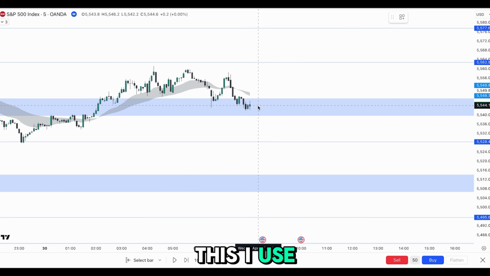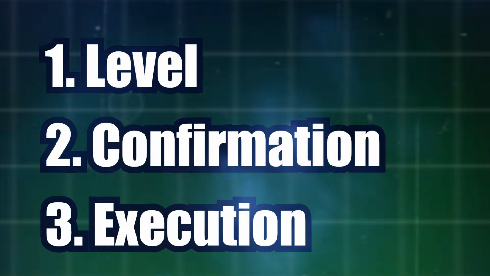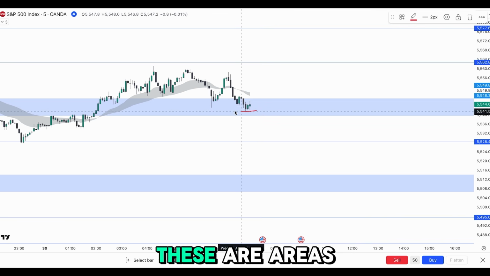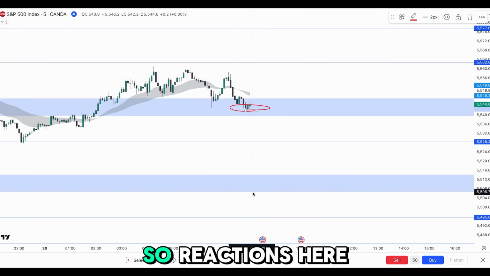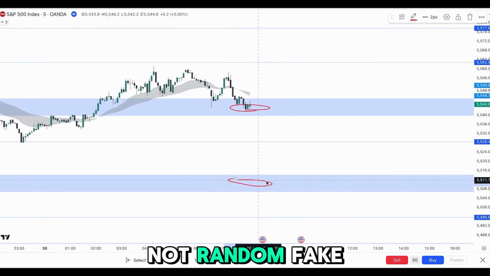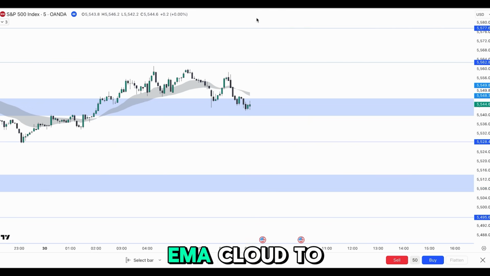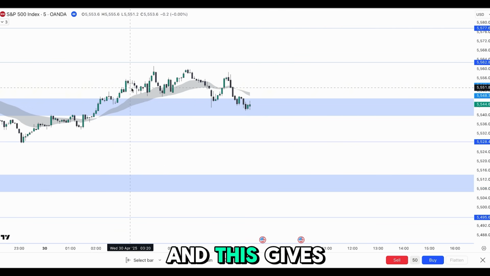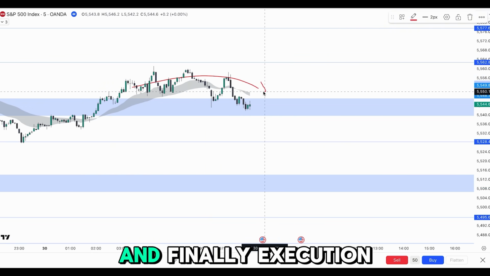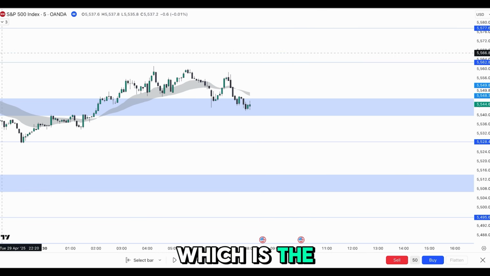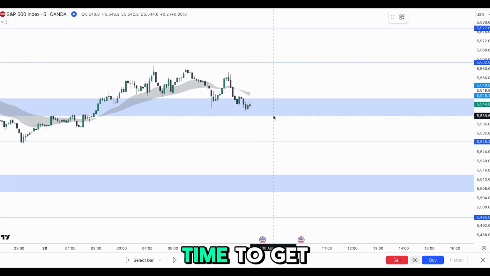Now to do this, I use a strategy called the LCE model, and LCE stands for level, confirmation, and execution. First, we start with a level. These are areas the market actually respects, so reactions here are real and not random fakeouts. Then we wait for confirmation. I use the EMA cloud to tell me who's in control, and this gives me a clear directional bias. And finally, execution, which is the trigger that tells me, okay, now it's time to get in.